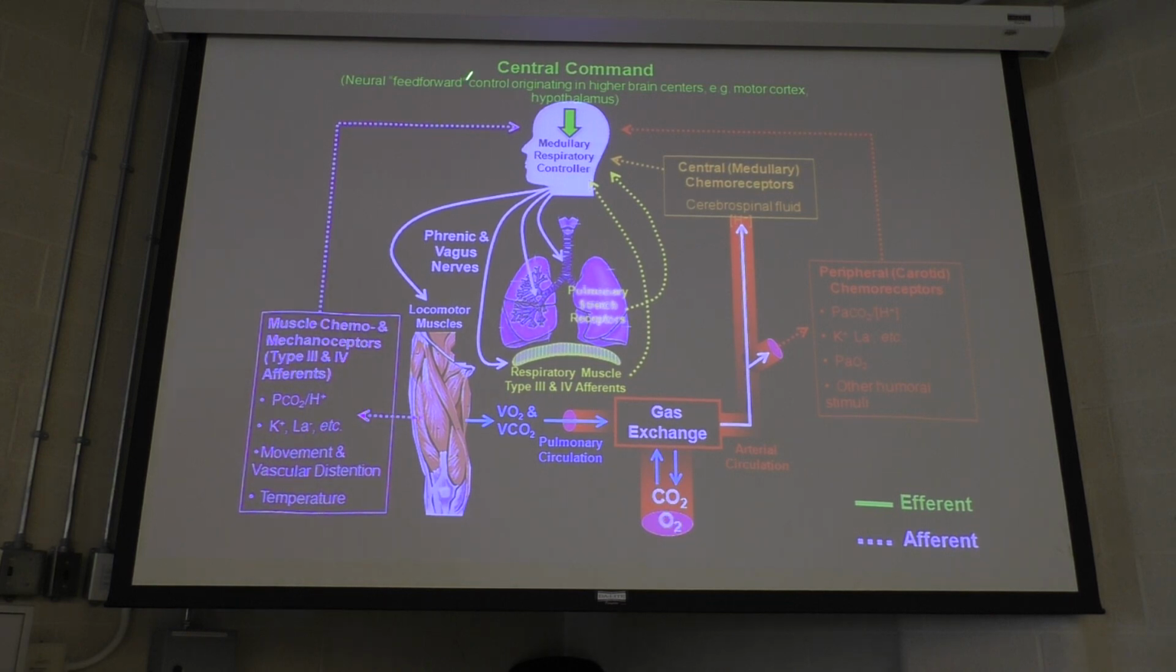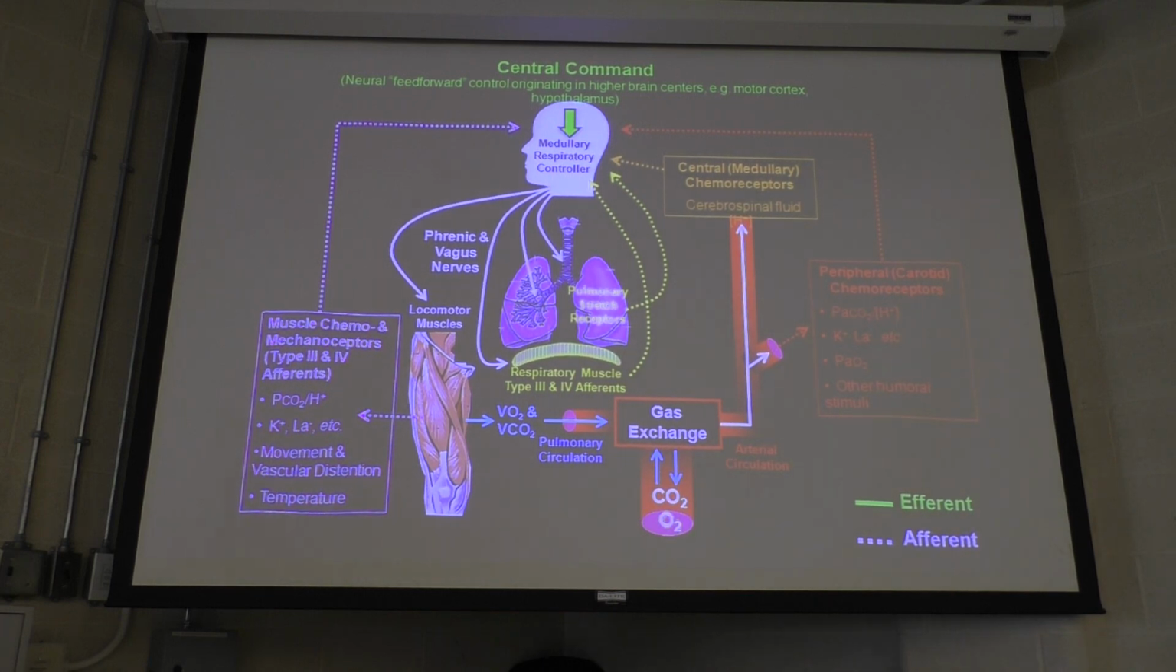So we have central command. Basically, we have these neural feed forward mechanisms that originate in higher brain centers that can control ventilation independent of the periphery or metabolism. For example, you can hold your breath right now. That's central command. You can override your respiratory control pattern generator and control your own ventilation cortically through higher brain centers. You can also hyperventilate. That is a form of central command. We're driving ventilation independent of feedback-related and, say, metabolically related influences.